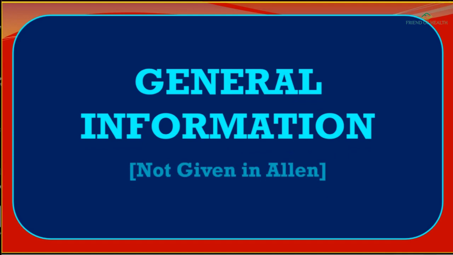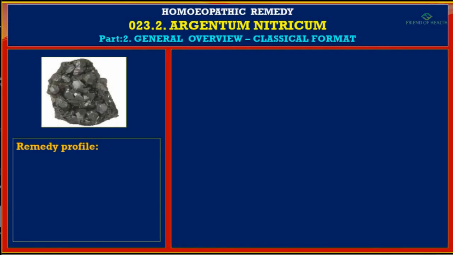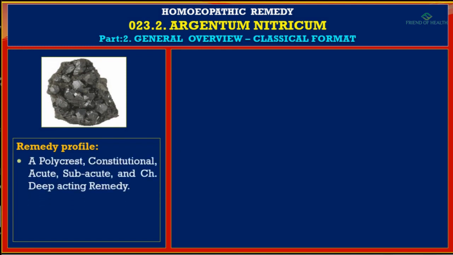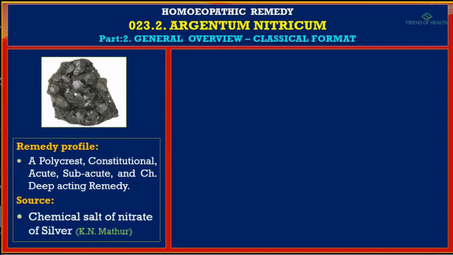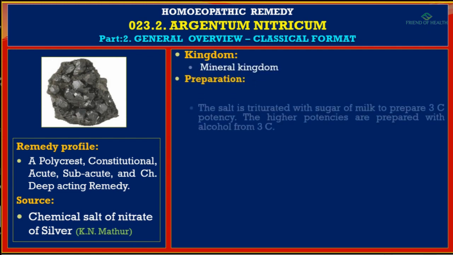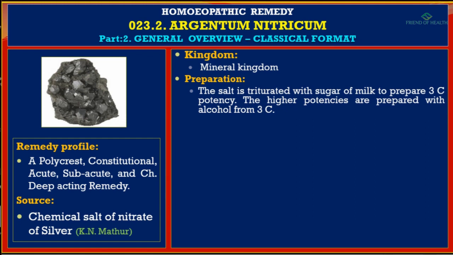So the general information which is not given in Allen's: number 1 slide here tells us about the remedy profile. This is a polycrest, constitutional, acute, subacute and chronic as well as deep acting remedy. The source: it is a chemical salt, nitrate of silver. The kingdom: it belongs to the mineral kingdom. Preparation: the salt is triturated with sugar of milk to prepare the third centesimal potency. The higher potencies are prepared with alcohol from third C onwards.